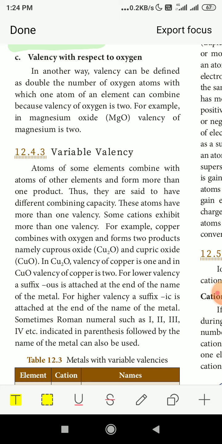Suffix means backside, prefix means front side. The suffix IC is attached to the end of the name of the metal. Sometimes Roman numerals such as 1, 2, 3, 4 etc., indicated in parentheses following the name of the metal, can also be used. So the number indicated with the suffix or the Roman numeral will be the valency. So these are the variable valencies.